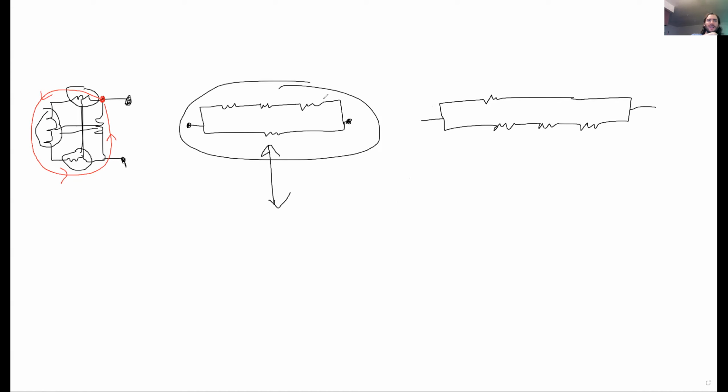So this is 3 in series with 1 in parallel. So I could think of 3 in parallel with 1 in series, right? 3 in parallel, that's one I already gave you guys. 3 in parallel with 1 in series. So these guys are like inverses of each other.